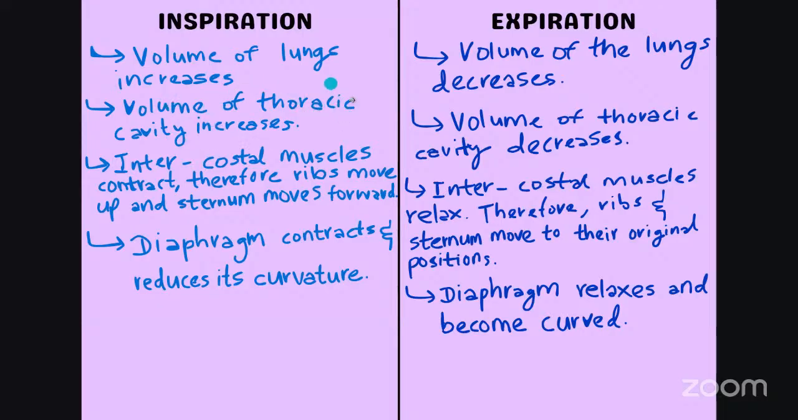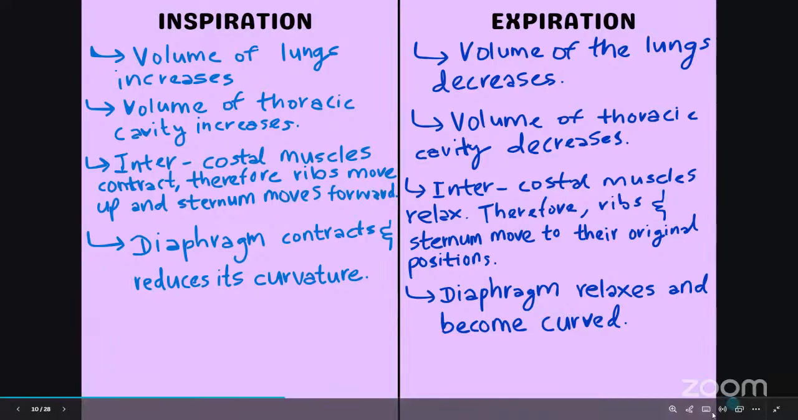The thoracic cavity is the region where the lung is located. That should increase because you need more air. And then the intercostal muscles contract and the ribs move up. So your ribs move up and your sternum moves forward. You all know what intercostal muscles are, right? Let me show you.